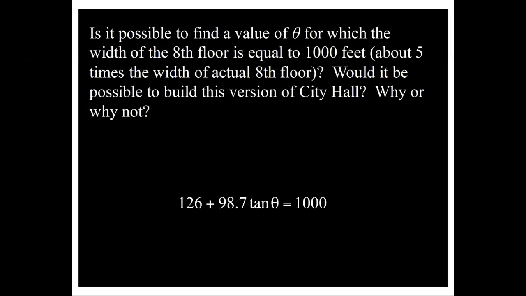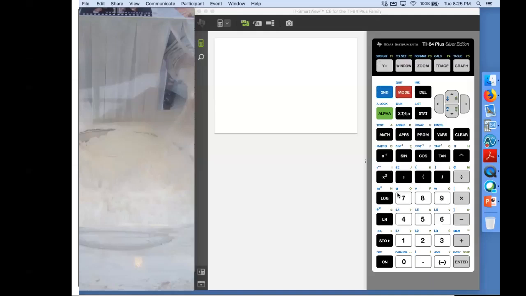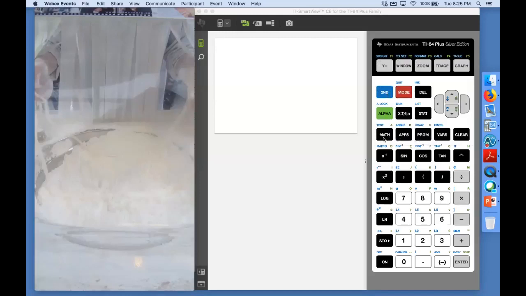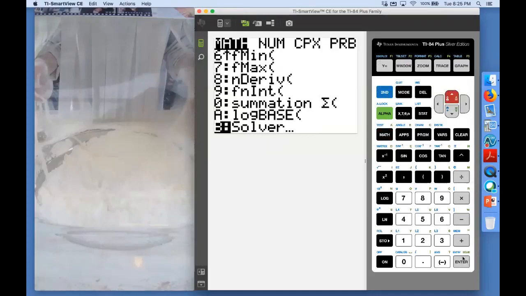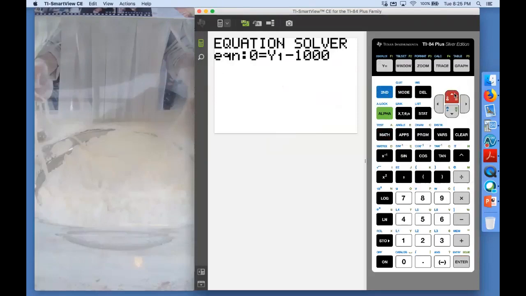By the way, in solving this equation, you can do it analytically, of course, but you can also use the TI-84 and its solver. You could open up the solver and put in y1 minus 1,000, that's the equation you're trying to solve, and then solve it.